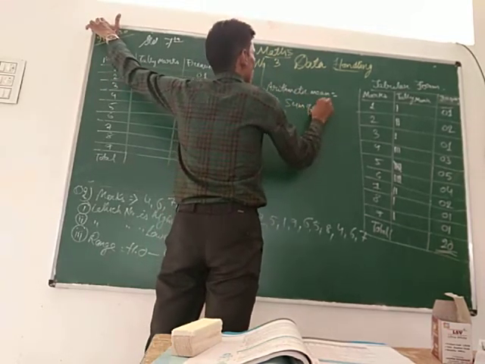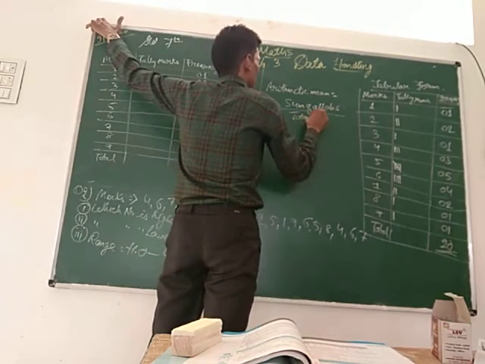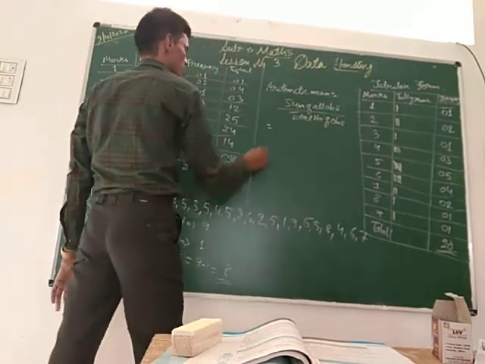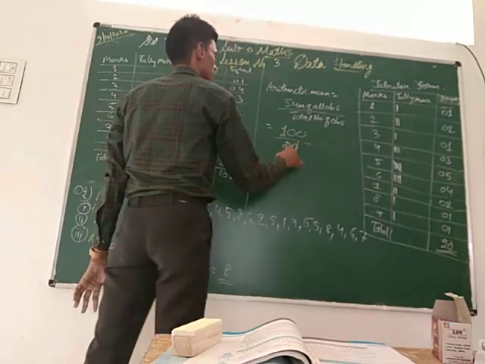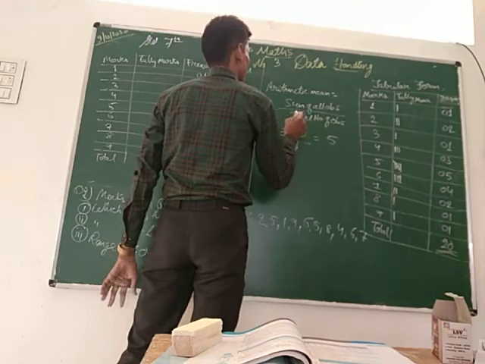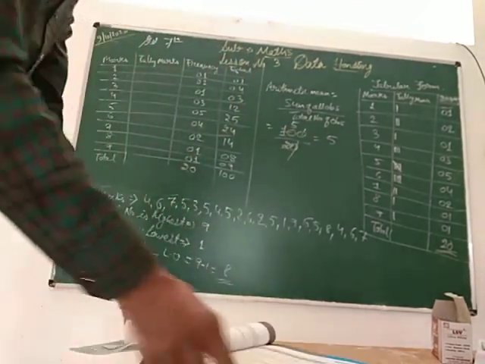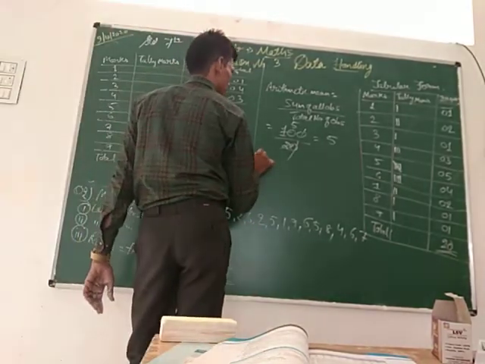So, arithmetic mean is equal to, here formula, sum of all observations upon total number of observations. Sum of all observations is 100, total observations are 20, so 100 divided by 20 is 5. So average marks each student is getting is 5. Okay? So arithmetic mean, that is average.